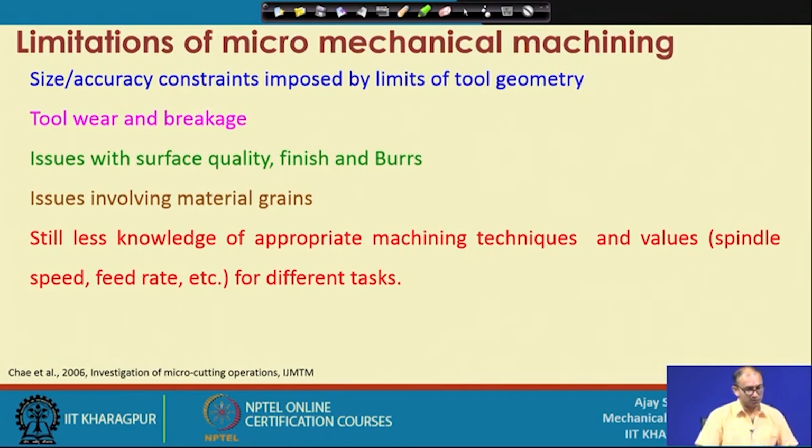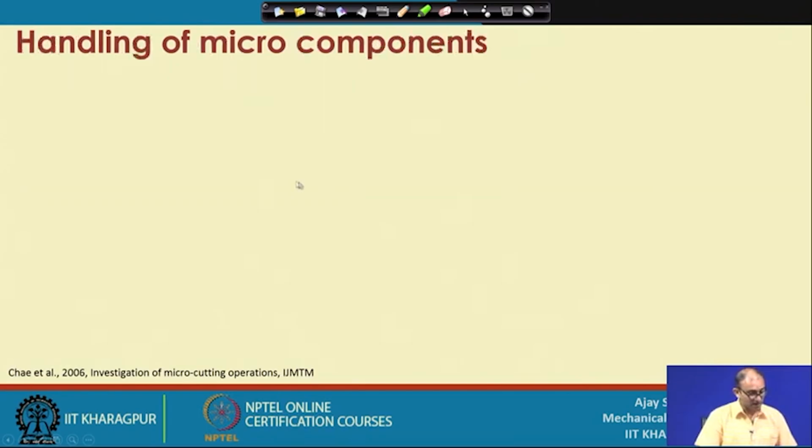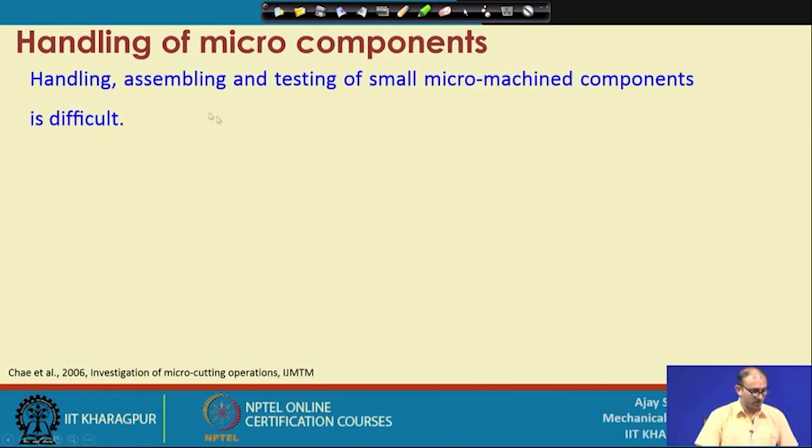So, mostly you have to do trial and error, and you have to create your own database, so that later on that can be useful for others also. Now, this is also important: how to handle these micro components. Once you machine all the components, everything is ready, now how to transfer that component from one location to another location, because the size is very small, and that is creating a problem. So, handling, assembling and testing of the small micro machine components is very difficult.